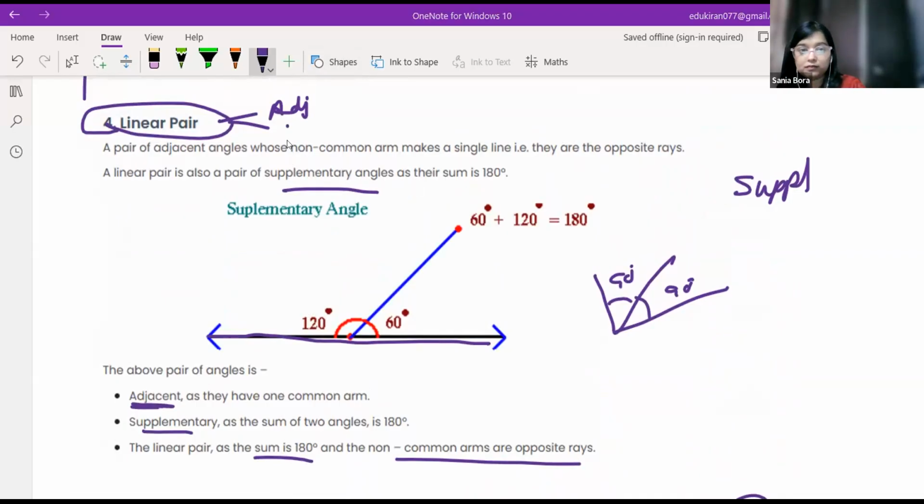People usually lose marks about this. Because we think this is 180 degrees, so we write it's supplementary, right? So you have to think whether it's a straight line or not.